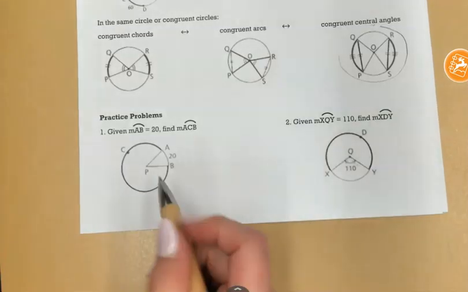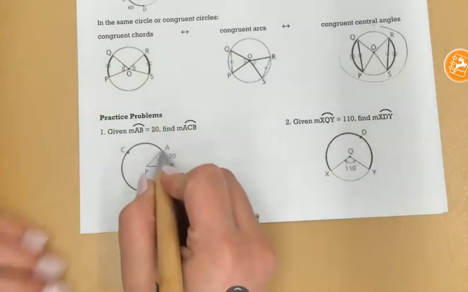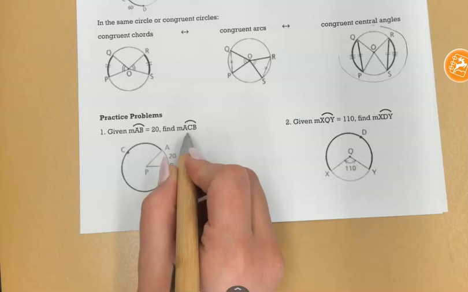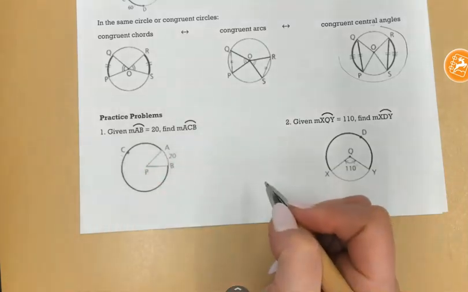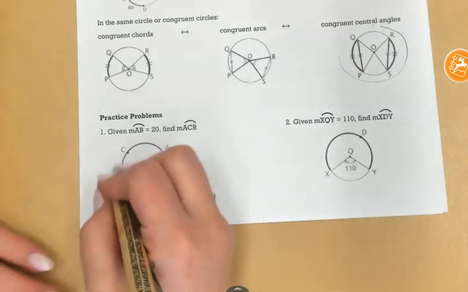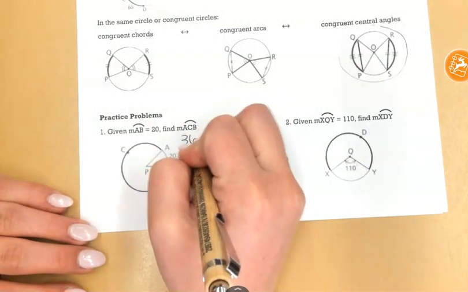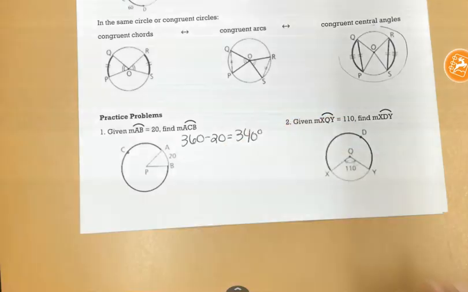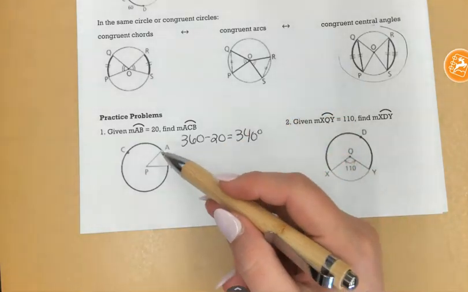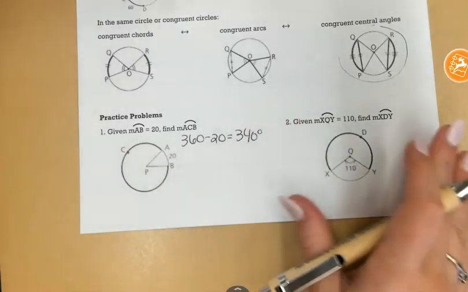Let's get into some practice problems. If I have that the measure of arc AB is 20 degrees and I want to find the measure of arc ACB, the remaining part of my circle, well, I know all the angles add up to 360, so I'm going to simply subtract 20 from 360 and get 340. So that would make arc ACB a major arc.